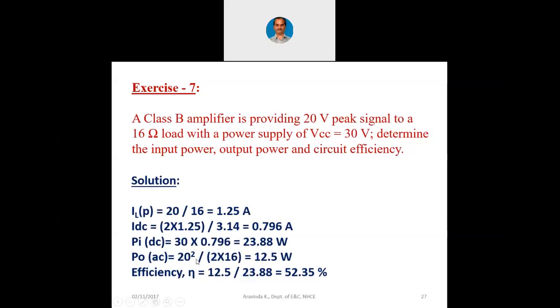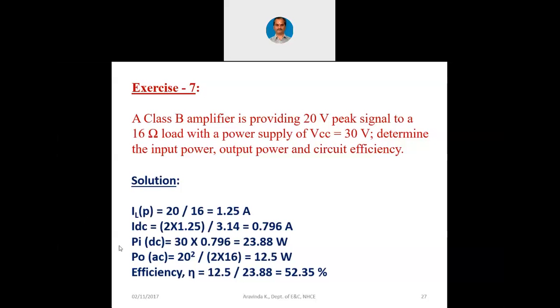Now P0 AC is 20 square divided by 2 into 16, that is VLP square divided by 2 into RL, that is 12.5 watt. So the efficiency is 12.5 divided by 23.88, it is 52.35%. That is the efficiency.